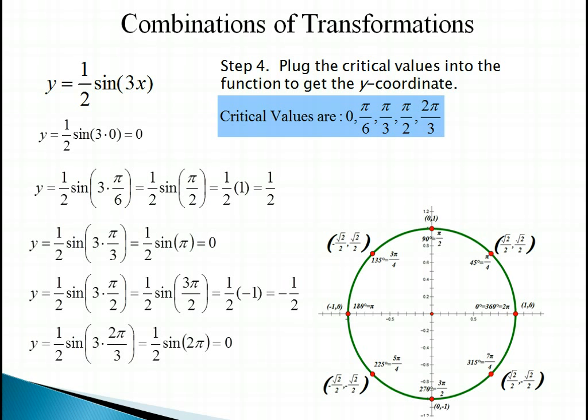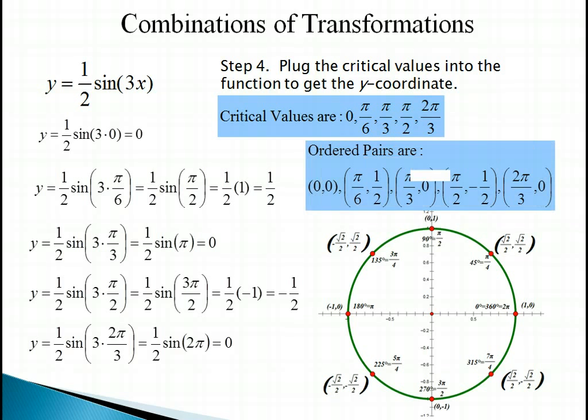And then we're going to plug in 2 pi over 3. Multiplying by 3 first gives us 2 pi. So we're back to 0 again, which we expected. So when you get these critical points this way, you're always going to end up with those 4 critical points, or 5 critical points that were on the unit circle.